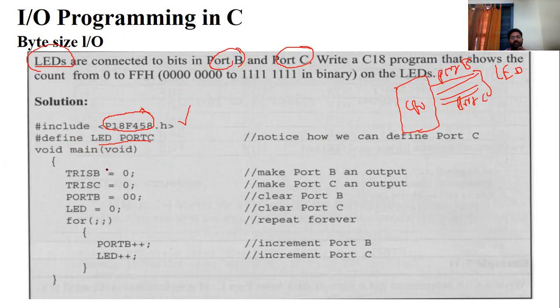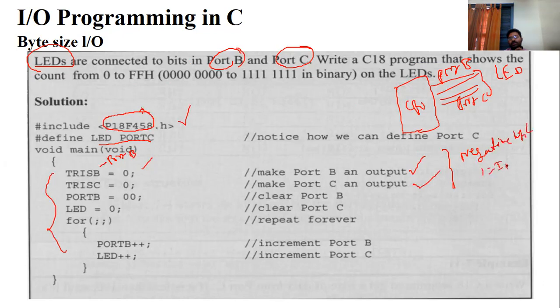See, this is the main program. TRISB and TRISC: this is port B, this is port C. This will make port B an output port and port C an output port. This is negative logic. Remember, negative logic.